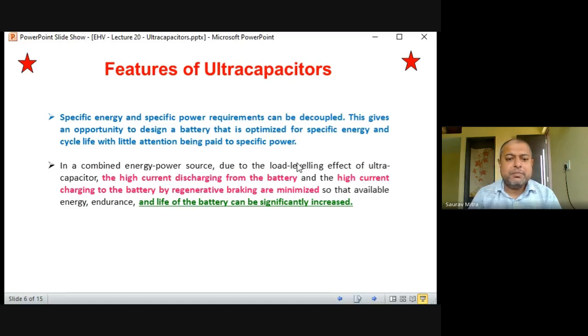So in a combined energy power source, the load leveling effect is very important. Load leveling effect: when to supply huge power, when to supply huge energy. This is actually sensed. So it's a part of the BMS only. Okay, so the energy management system in the vehicle. Due to the load leveling effect of the ultracapacitor, the high current discharging from the battery and the high current charging to the battery by regenerative braking are minimized.